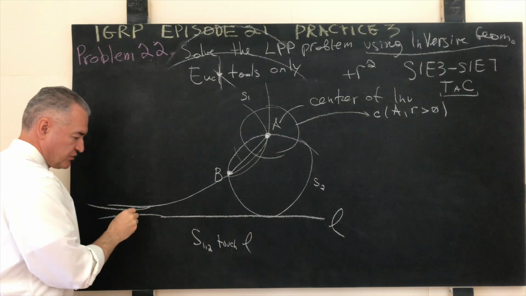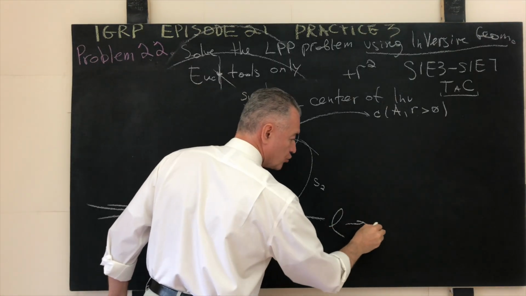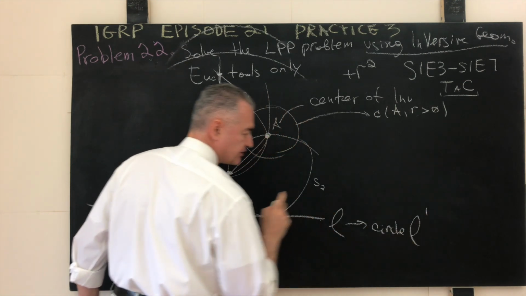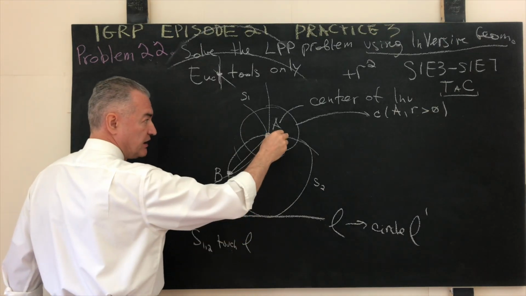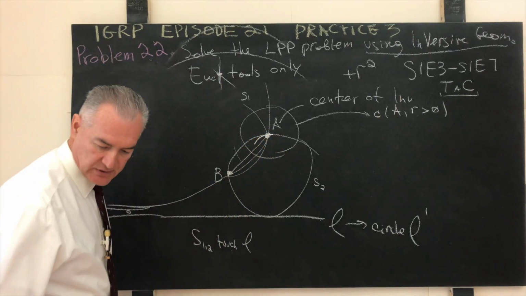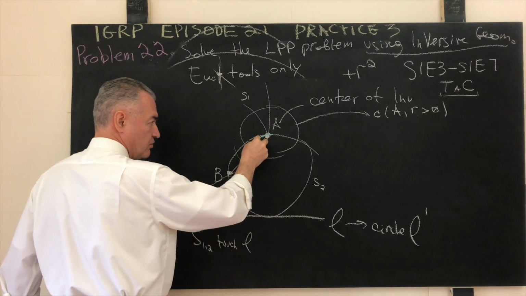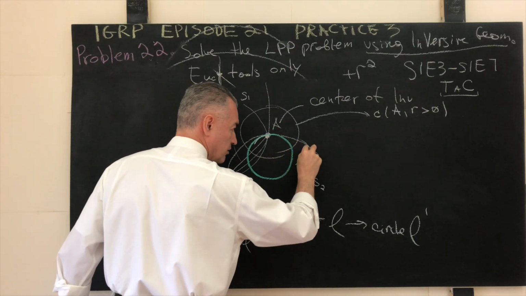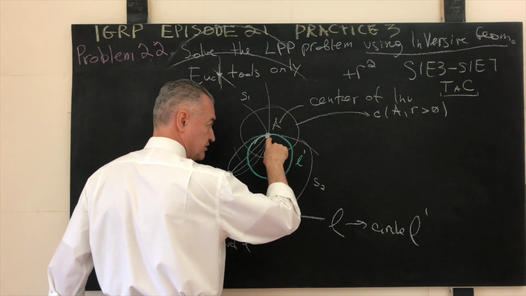With respect to that circle, this straight line L will be taken into what? L will be taken into a circle. Remember, circle L prime that passes through what? Passes through the center of inversion. So L will be taken into a circle that passes through the center of inversion somehow. Well, let's draw it with, let's say, the green color. So this will be our circle L prime. So the straight line L will be taken into a genuine circle that passes through the center of inversion, L prime.